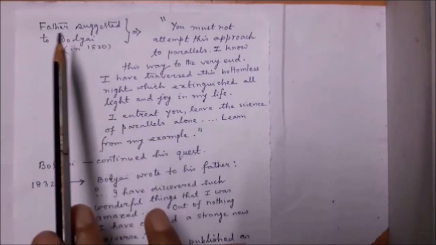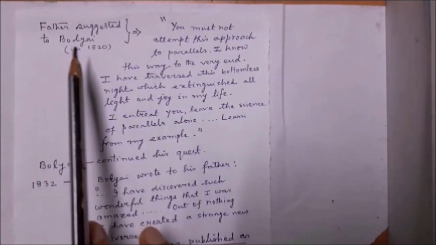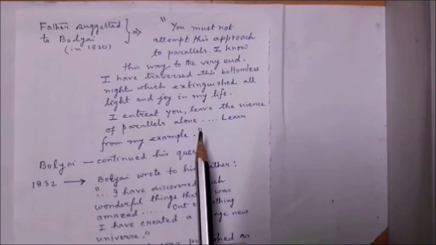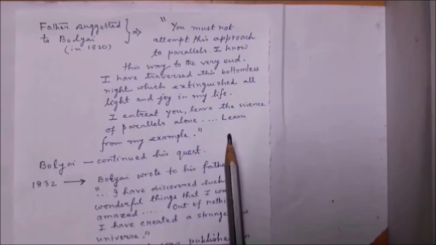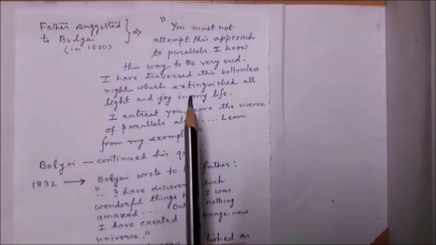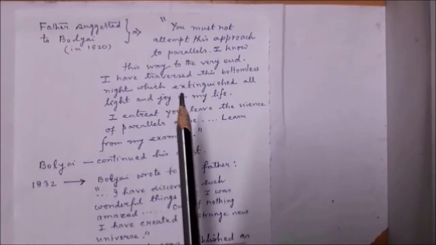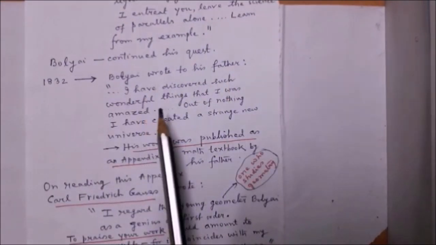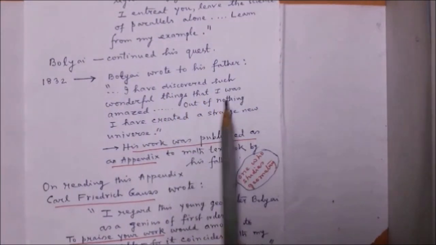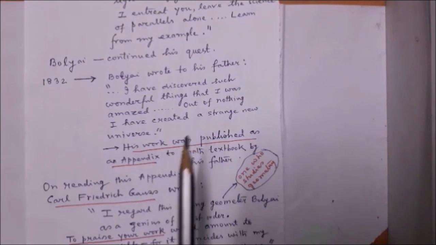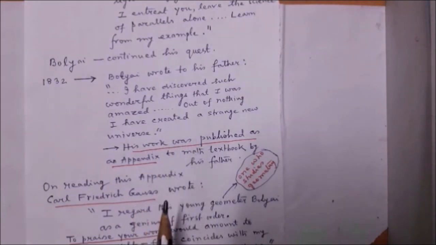Clearly, Father suggested to Bolyai not to pursue this line of research. But Bolyai, a smart and outstanding boy, spirited and energetic, ignored the advice of his father and continued with the mysterious parallel postulate. He was steadfast, and with the brilliance that he had in his command, he could figure out the riddle, the puzzle. In 1832, Bolyai wrote to his father, "I have discovered such wonderful things that I was amazed. Out of nothing, I have created a strange new universe." Yes, Bolyai discovered a geometry which is called non-Euclidean geometry.